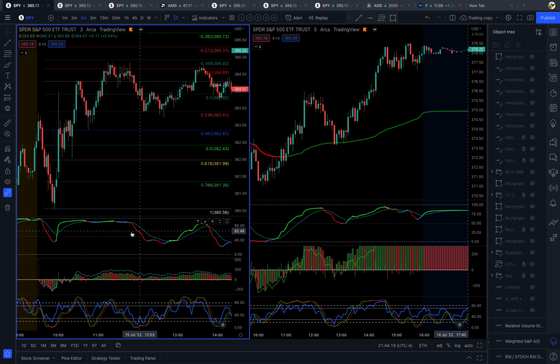Again, I use the RV to help me, and the stochastics to help me get into it. Like this trade here, yeah, the RV was up, but down here the stochastics broke, the RSI, everything was pushing back to the downside. The weighted started pushing down, the unweighted was pushing down. So yeah, I would have got in on that one right there.